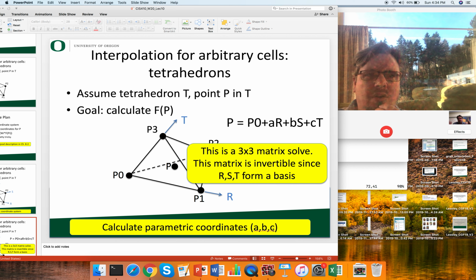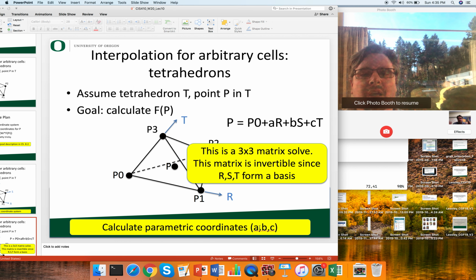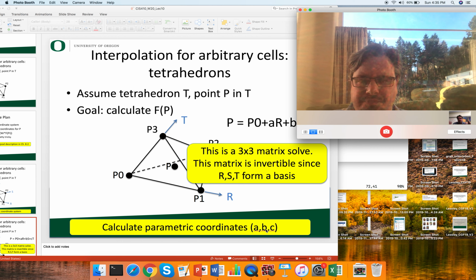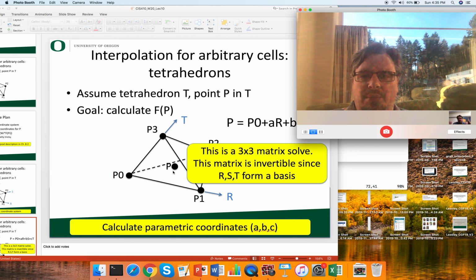Now, these aren't all integer steps. It might be we take a half step in A, a third of a step in B, and a quarter of a step in C. And if we did that, I can't even reproduce what I just said, a half, a third, and a quarter for A, B, and C, then it would get to P.